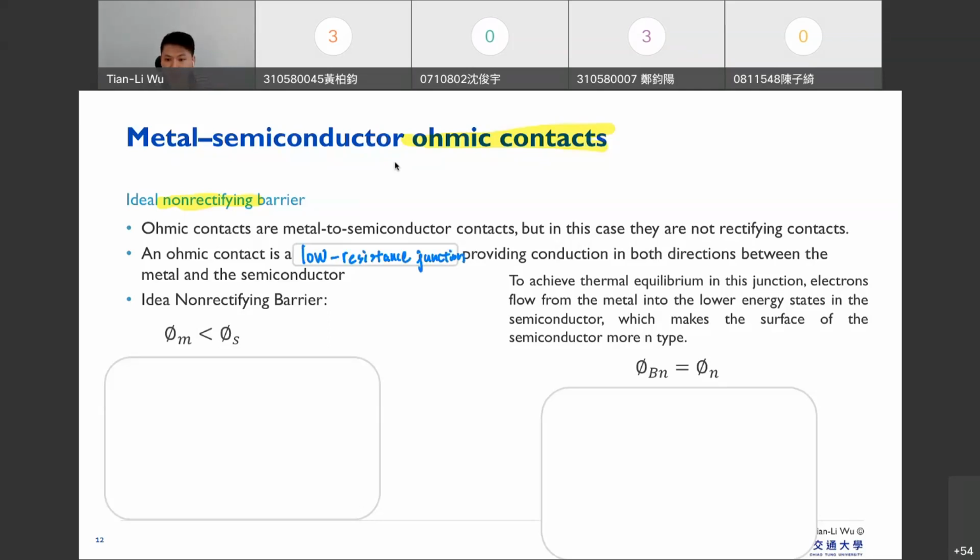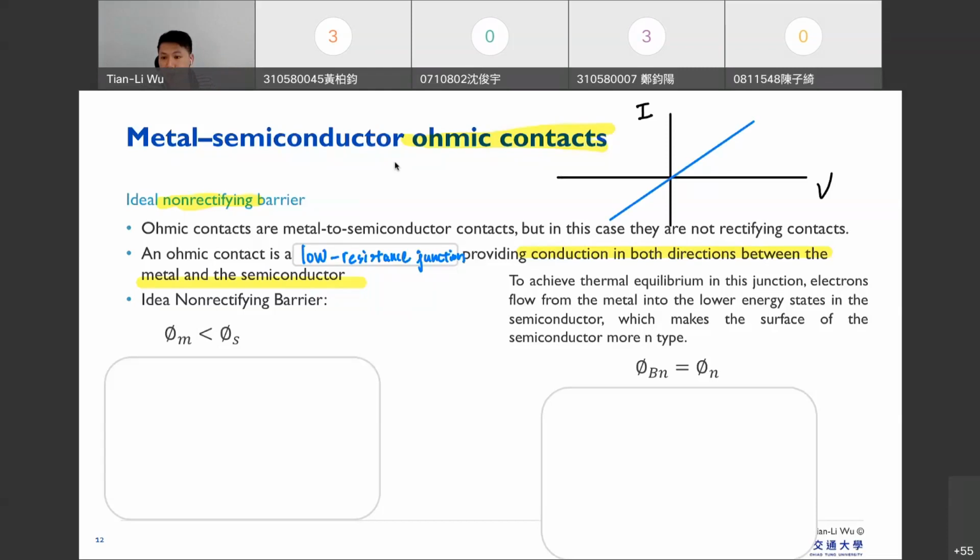Providing conduction in both directions between the metal and semiconductor. As we previously explained, the typical characteristic for the ohmic contact is the one with the current versus voltage here, and we have current conduction in the forward and reverse directions as well.